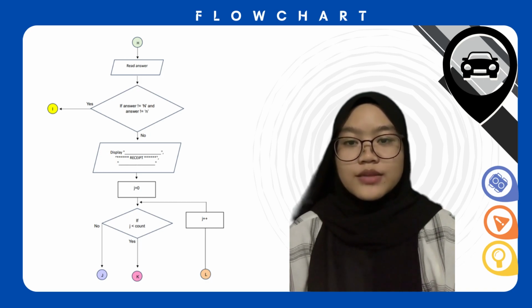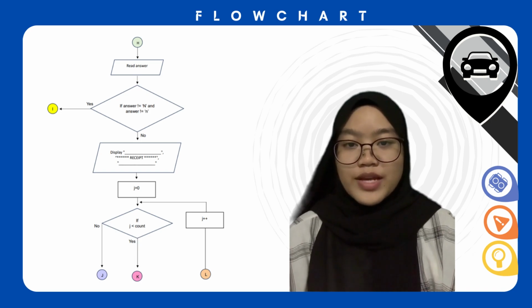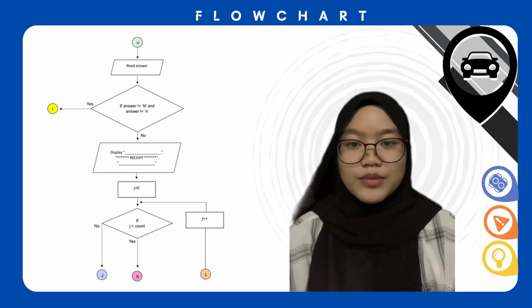We use the sentinel while loop process if the answer is not equal to n. If it is true, then the process repeats all the statements back from the read name. And if it is false, then the program will display the receipt.